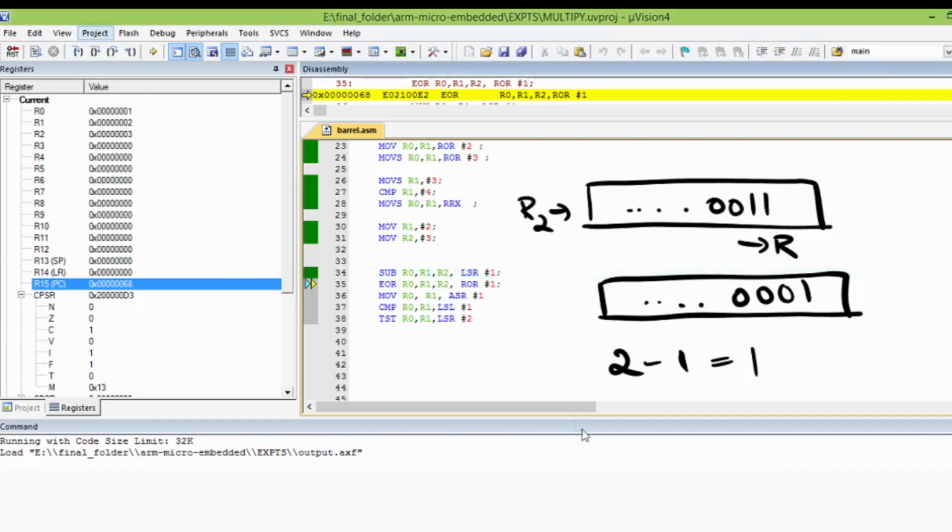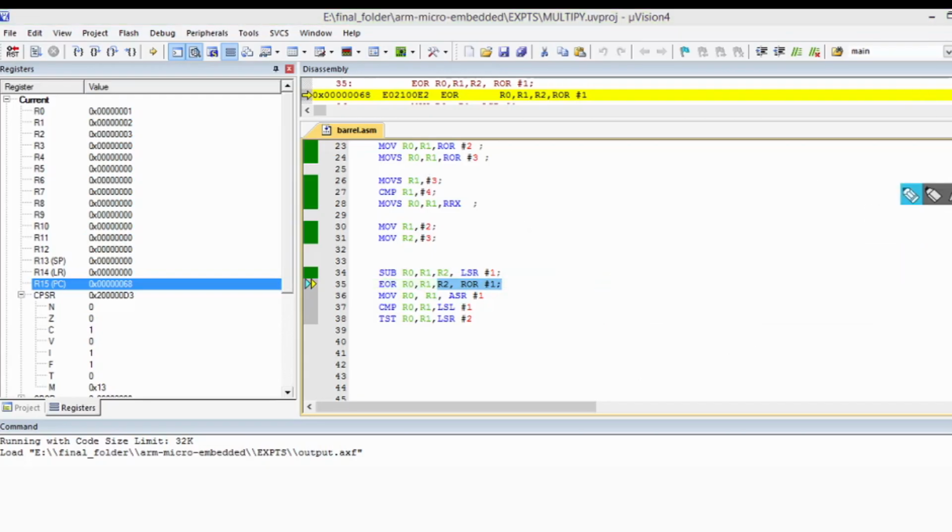Okay. So next we have an XOR operation such that the R2 value is rotated right once and then that content is XORed with R1. Let's see what happens then. First of all, what exactly is our R2 value? In this step we have not modified R1 or R2, only R0 is updated. So the same value of R2 that we took previously, that is nothing but 3.